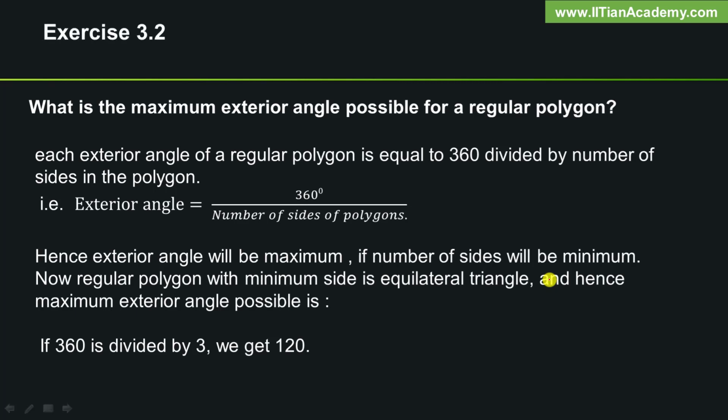In this question, we have to find the maximum exterior angle possible for a regular polygon. Each exterior angle of a regular polygon is equal to 360 divided by the number of sides in the polygon. Hence, the exterior angle will be maximum if the number of sides is minimum. Now, the regular polygon with minimum sides is an equilateral triangle, and hence the maximum exterior angle is that of an equilateral triangle. If 360 is divided by 3, we get 120.